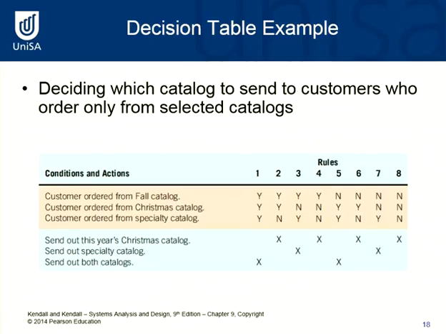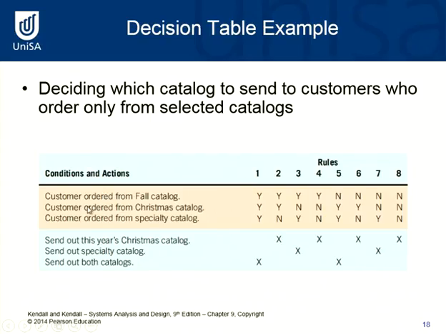Okay, so we've got some logic and decisions that need to be considered here in order to determine when we send a catalogue out to customers. So the three conditions are: if the customer ordered from the fall catalogue, if the customer ordered from the Christmas catalogue, if the customer ordered from the specialty catalogue. They're the three conditions that we need to think about in this particular scenario in order to determine whether we send out this year's Christmas catalogue, whether we send out a specialty catalogue, whether we send out both catalogues.